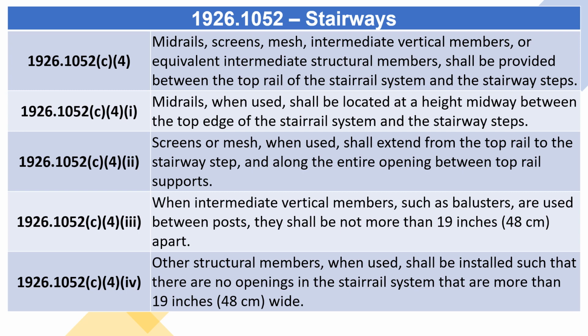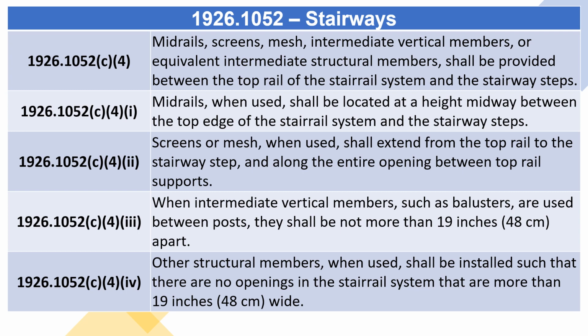1926.1052 C4. Midrails, screens, mesh, intermediate vertical members, or equivalent intermediate structural members, shall be provided between the top rail of the stair rail system and the stairway steps. 1926.1052 C4 I through C4 4. Mid-rails, when used, shall be located at a height midway between the top edge of the stair rail system and the stairway steps. Screens or mesh, when used, shall extend from the top rail to the stairway step and along the entire opening between top rail supports.